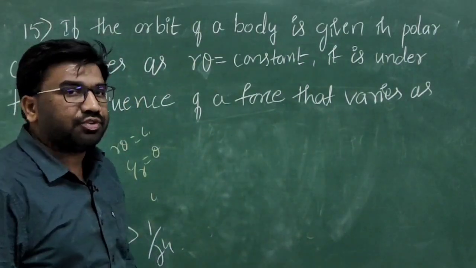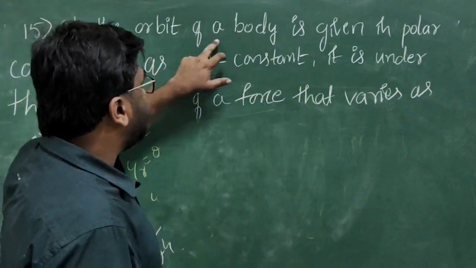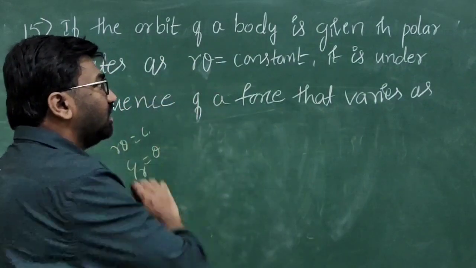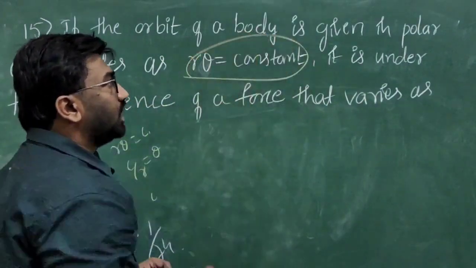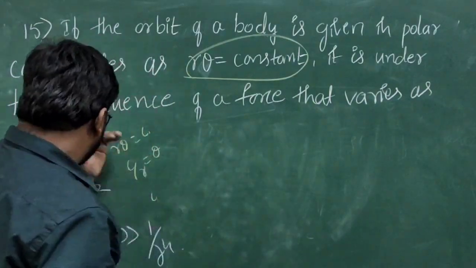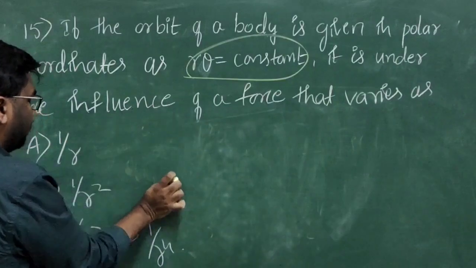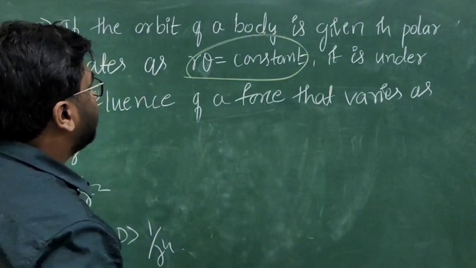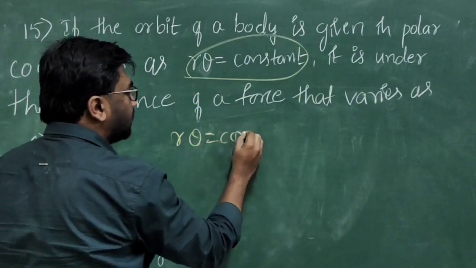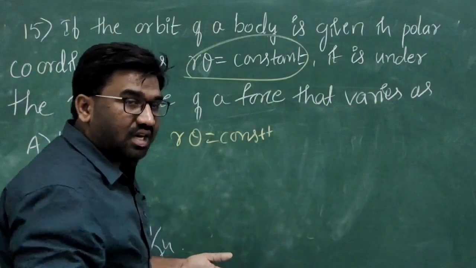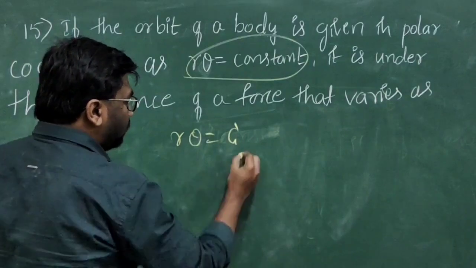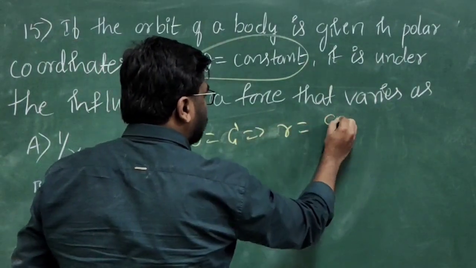So this is question number 15. If the orbit of a body is given in polar coordinates as r theta is equal to constant, it is under the influence of a force that varies as, and these are the four options given. Let us consider the given r theta is equal to constant, and I am considering that constant as some c. So this implies r is equal to c by theta.